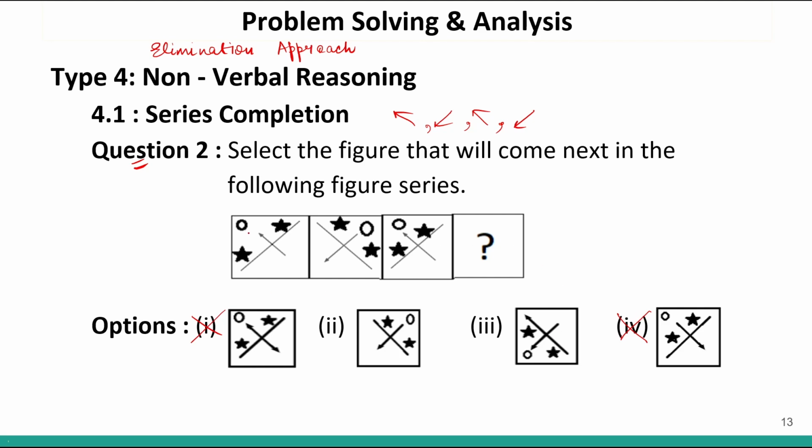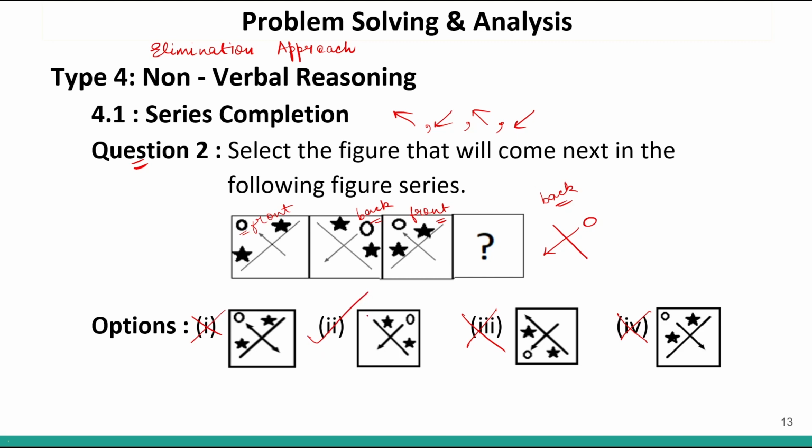Now let us look at this symbol. So this is in the front of the arrow. Correct? The circle is in the front of the arrow. Over here, the circle is in the back of the arrow. So next we will get the circle in the front of the arrow here. Then in the next figure, first let me draw it like this. This will be like this. In the next figure, the circle will be at the back of the arrow. So the circle will be over here. So option number 3 is eliminated. So our answer will be option number 2.